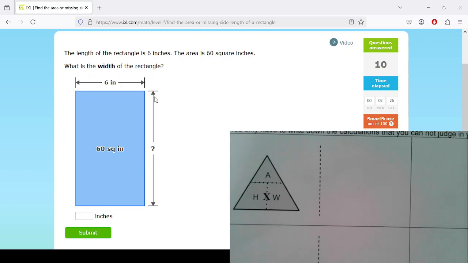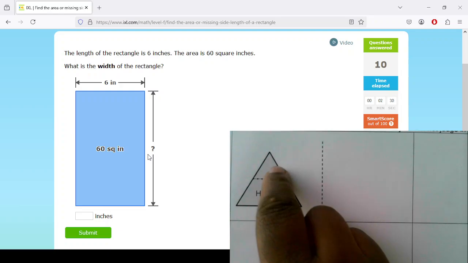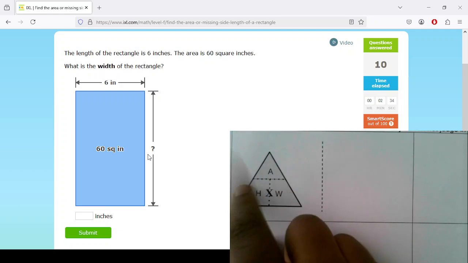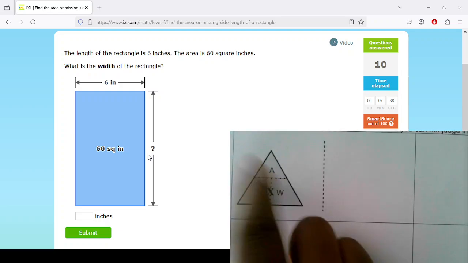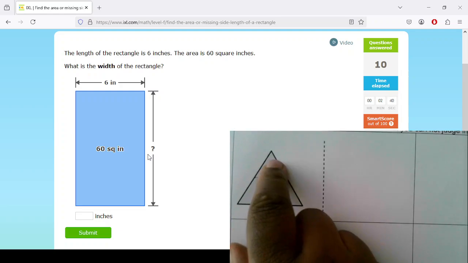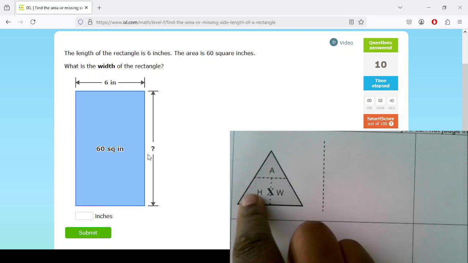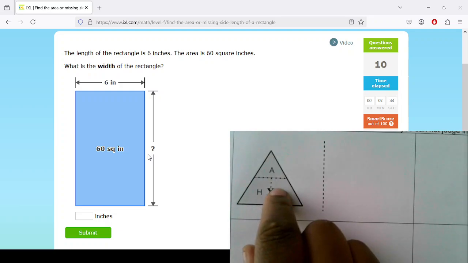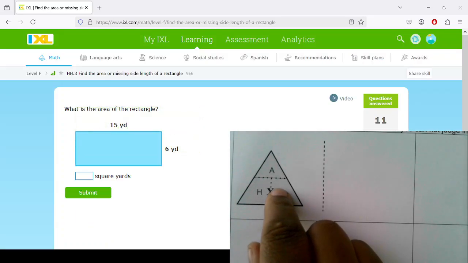But anyway, the point is, you're given the area, so you're going to be area of the rectangle divided by the width of the rectangle will equal to the height, or area divided by the height of the rectangle will equal to width. 60 square inches divided by 6 inches is going to equal 10 inches.